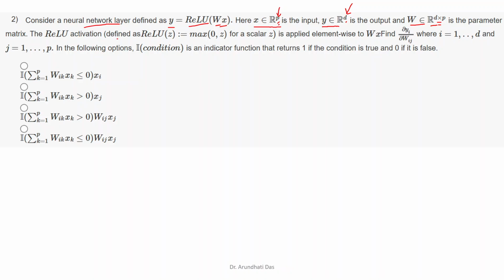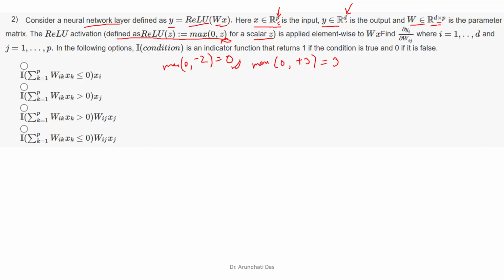Now what is the definition of the ReLU? ReLU(z) equals max of 0 comma z for a scalar z. What is the meaning of this function? If the z value is negative, suppose -2, then the maximum of 0 comma -2 is 0, so that will be the output of the ReLU function. But if this scalar z value is positive, suppose +3, then the maximum of 0 comma +3 is +3 only, so that will be the output.